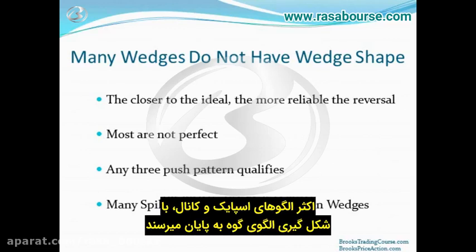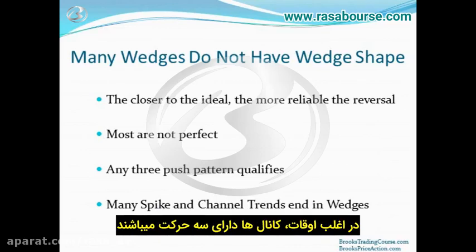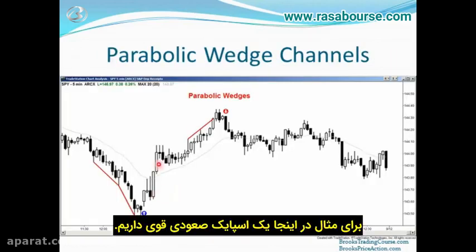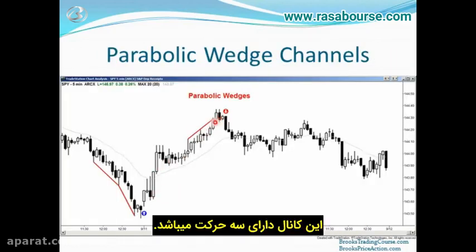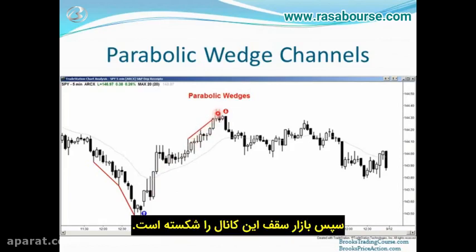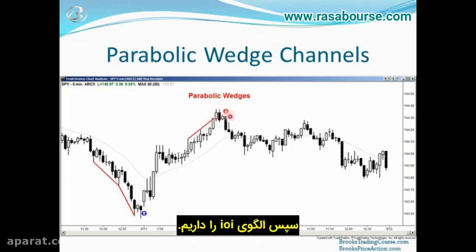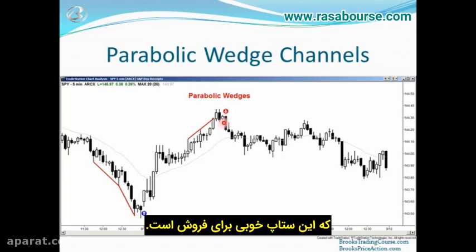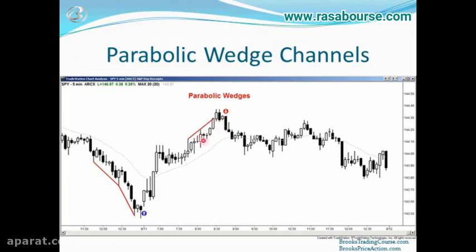Many spike and channel patterns end in a wedge. The channel oftentimes has 3 pushes. For example, here's a very strong bull spike and a channel, and there are 3 pushes in the channel, and the market broke out of the top of the channel and then formed a 2-bar reversal and then an IOI pattern, an inside bar, outside bar, inside bar. So that's a reasonably good sell setup.